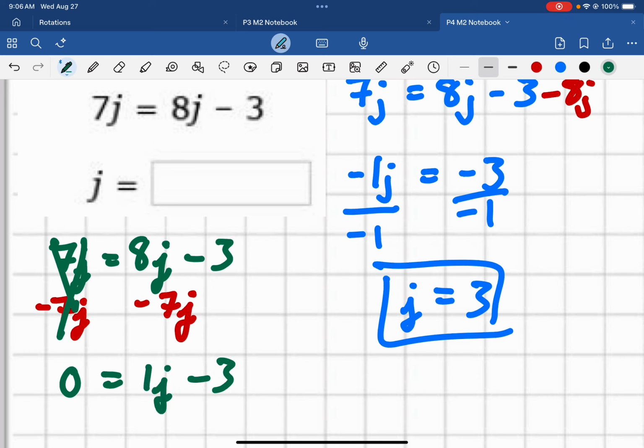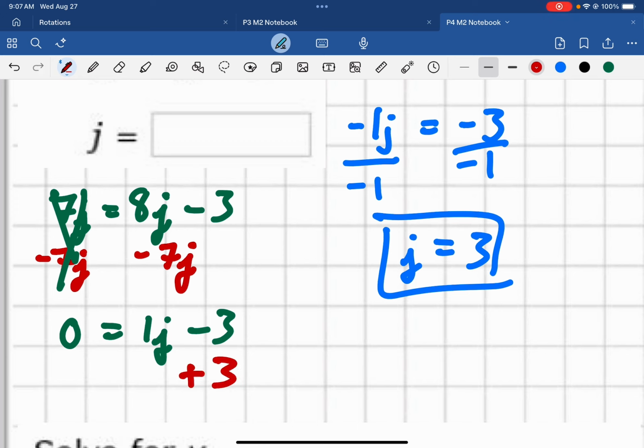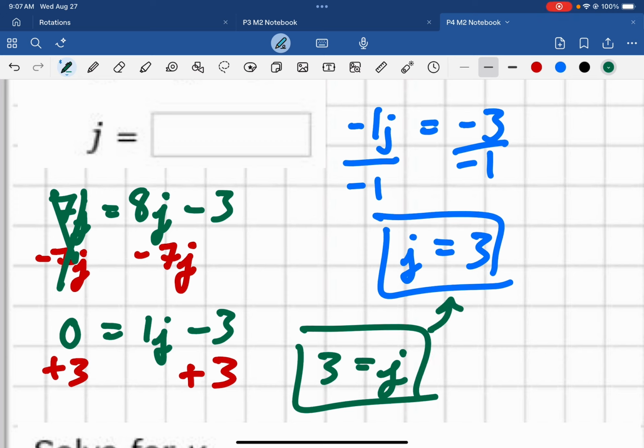Now I just have to get rid of that negative 3. What would I have to put right here so that when I subtract 3, I get 0? Remember, that's what equations are saying. The inverse of minus 3 is plus 3. So I'm going to add 3 to both sides, and then I get my final answer: 3 equals j, which is the same as the other way. Smiley face. All snap.